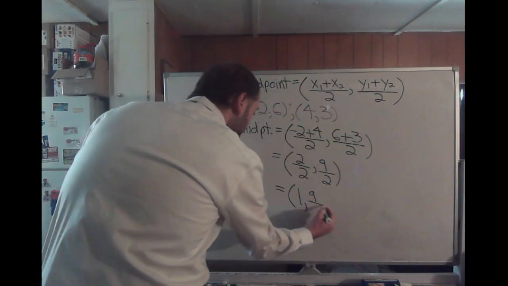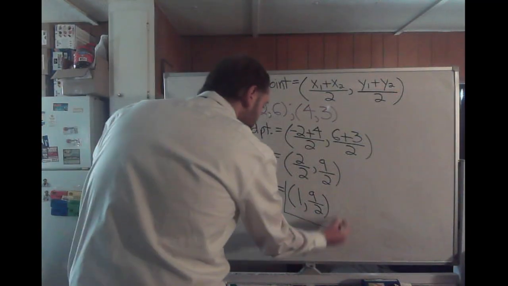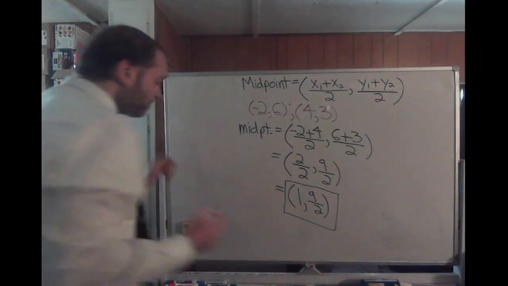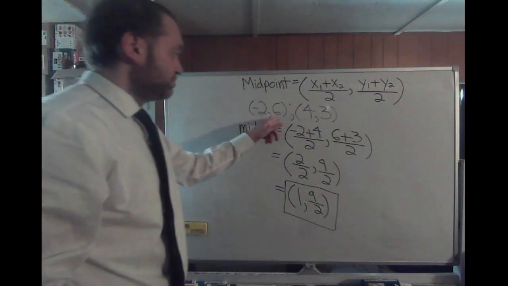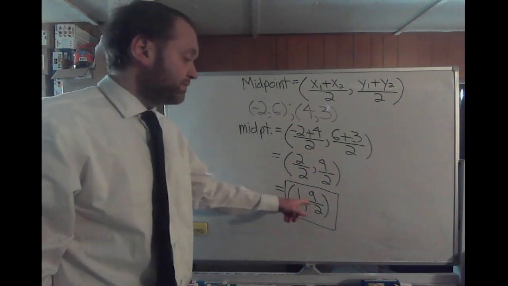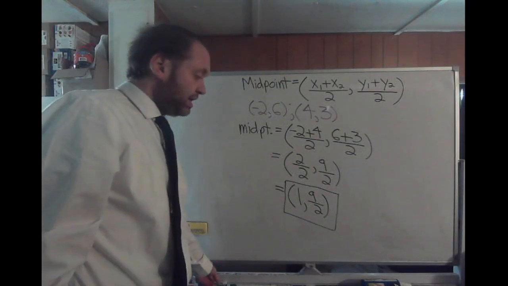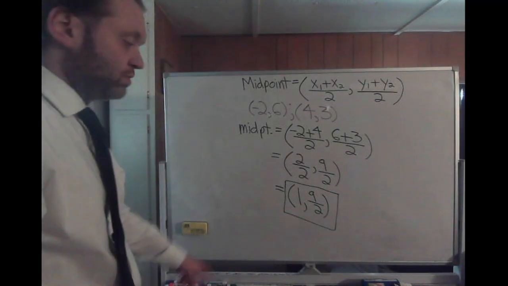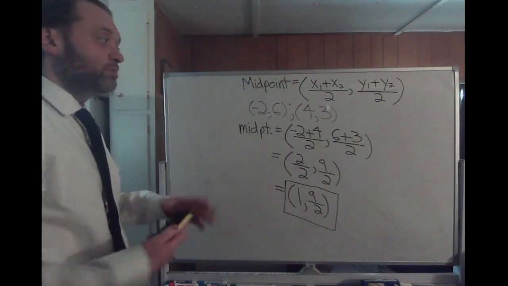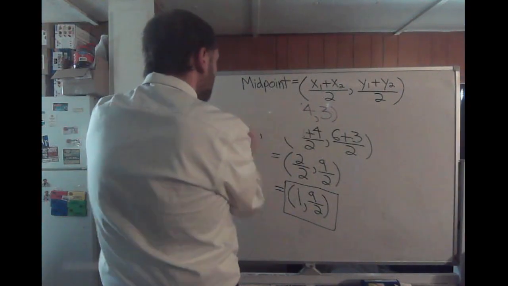And you can get fractional coordinates for your answers. That is normal. So the midpoint of these 2 points would be 1, 9/2. You could also say 1, 4.5. Any of those ways is correct. 1, 9/2 would be your midpoint of these 2 points. All right.